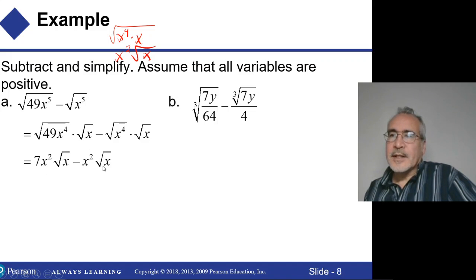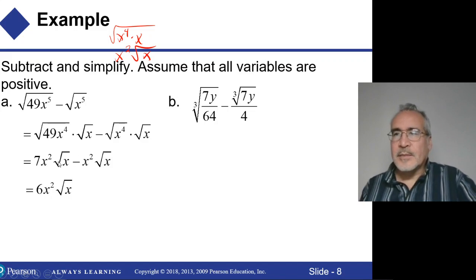So we've got this, but now they've got a like term here. The thing is, once you do that, you need the like term here as well, right? Because you have to have like terms. So this is really 1. 7 minus 1 is going to be 6 x squared, square root of x. The variable part has to be completely the same.